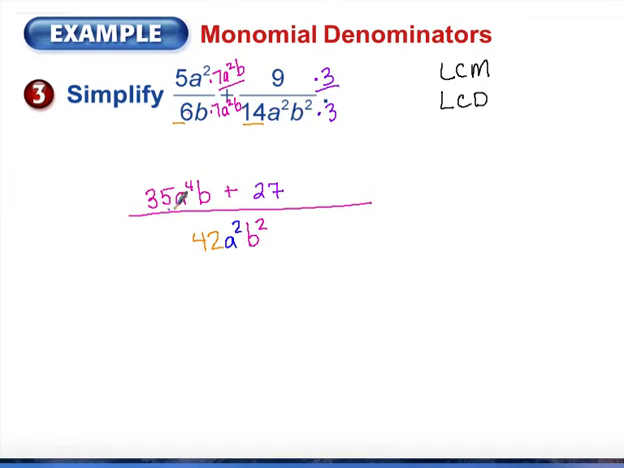I have 35 a to the 4th b plus 27. Now you might want to look to see if I can combine anything, which it doesn't look like I can. And you might want to see, can it be simplified? So do 35 and 27 have any common factors? Well, no, they don't. So this is going to be my solution: 35 a to the 4th b plus 27 divided by 42a squared b squared.